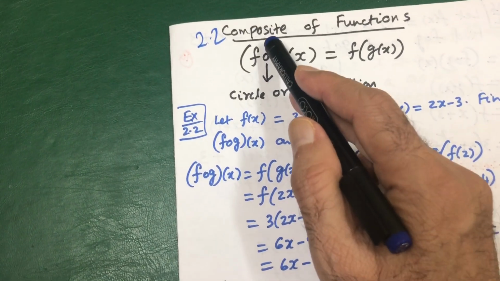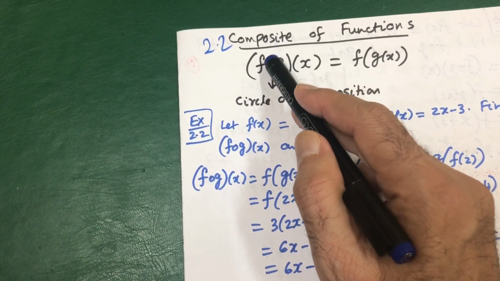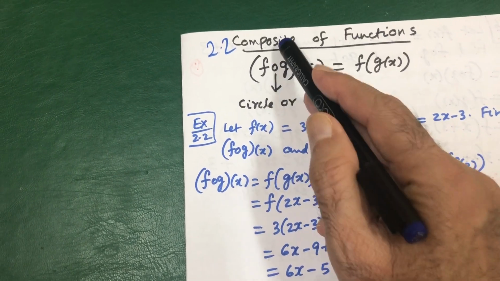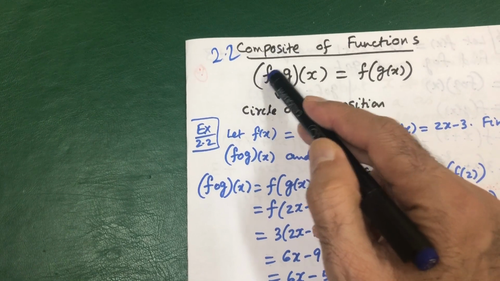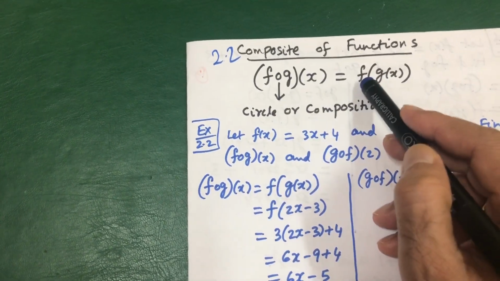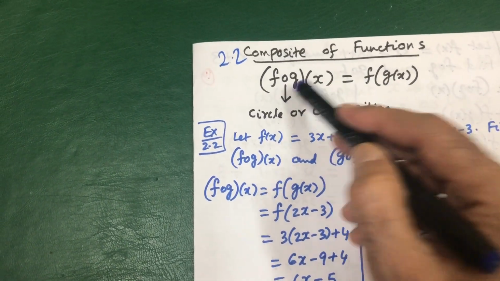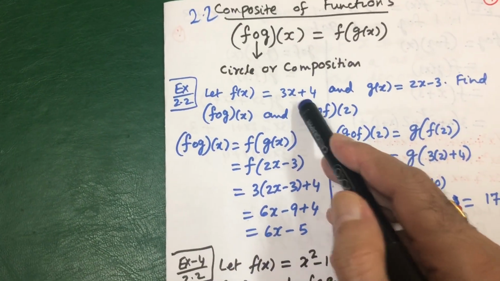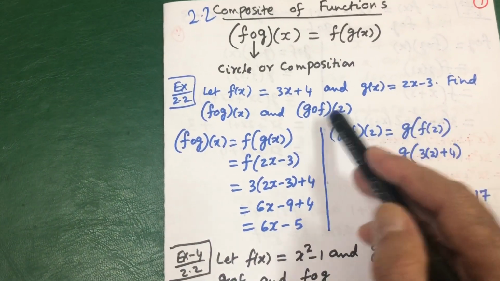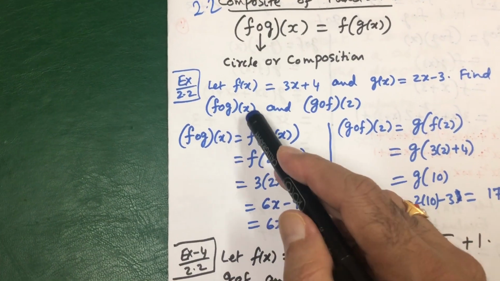What to do? How to do it? Replace the circle with a bracket and close the bracket. So if you replace the circle, this is f bracket gx. See this? f bracket gx. This is how the definition goes. So let fx be equal to this, gx be equal to this. Find f circle g at x.